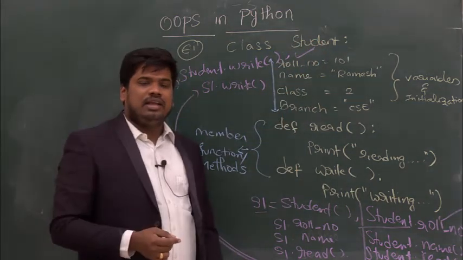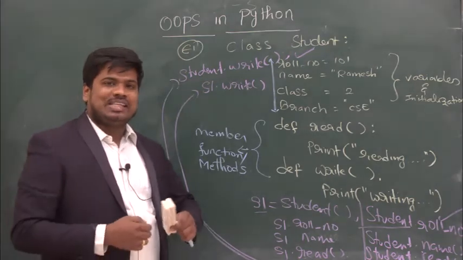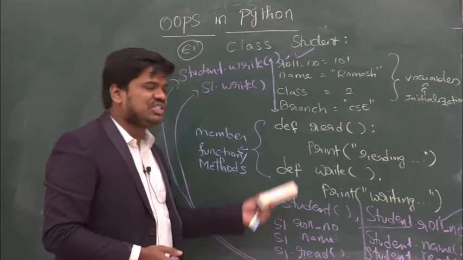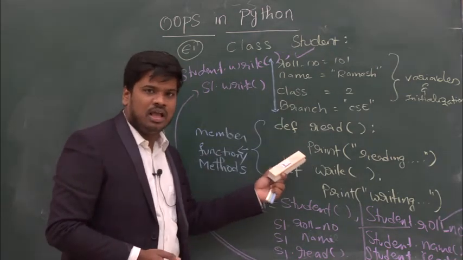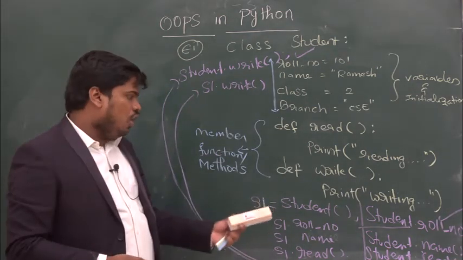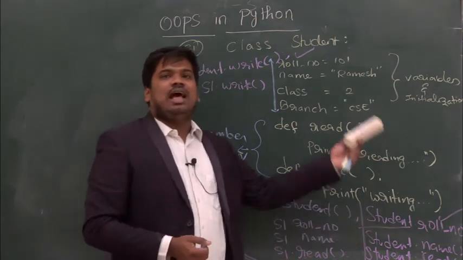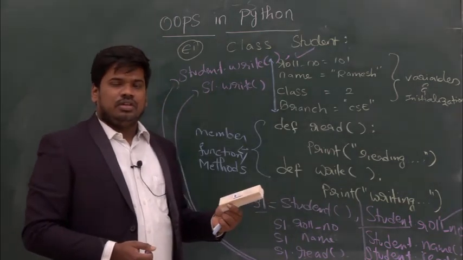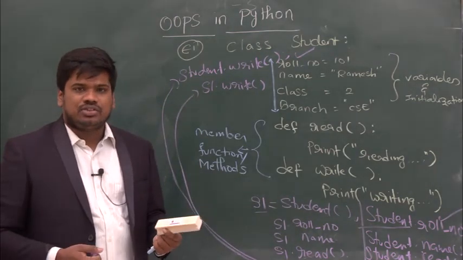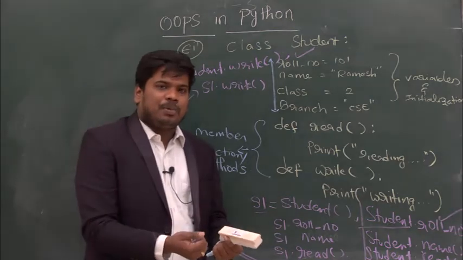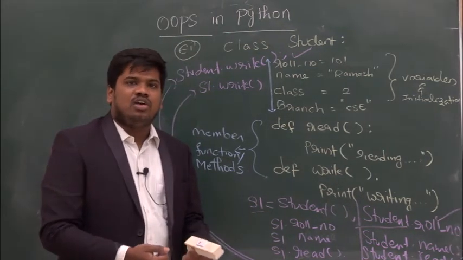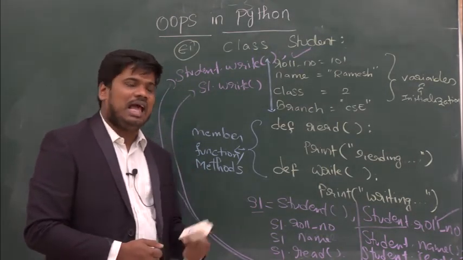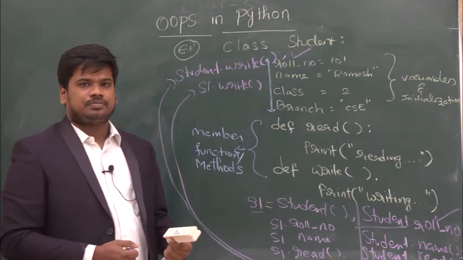So observe carefully. What I want to say is either I can use an object as a reference to access my variables or methods, or I can use my class name to access variables or methods. Either of the two you can happily use. Since you are learning programming for the very first time, I want all of you to learn to access variables or methods with the help of an object.